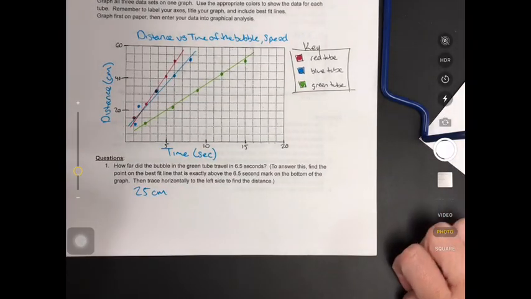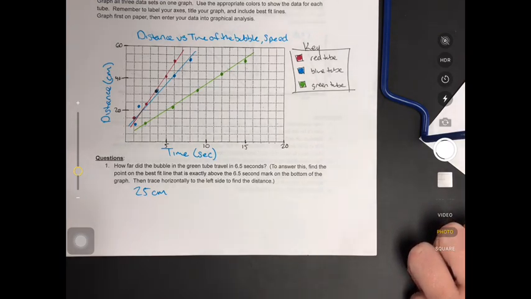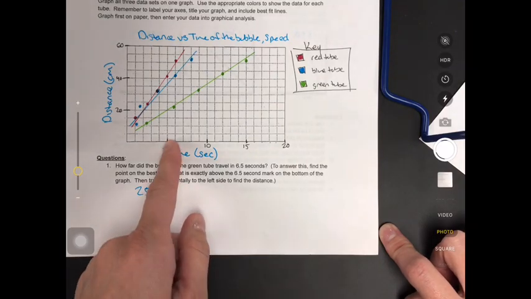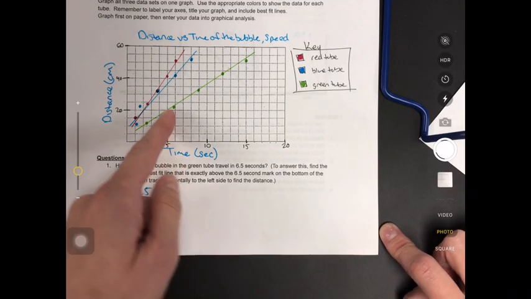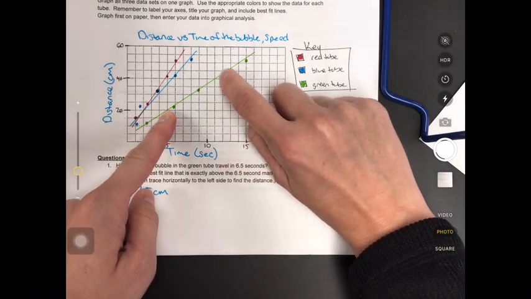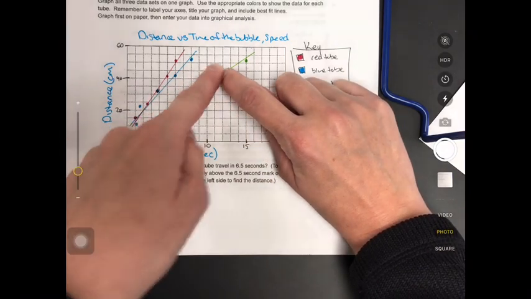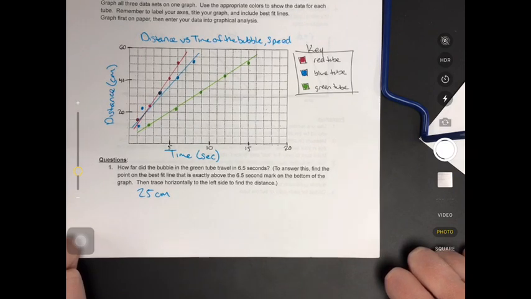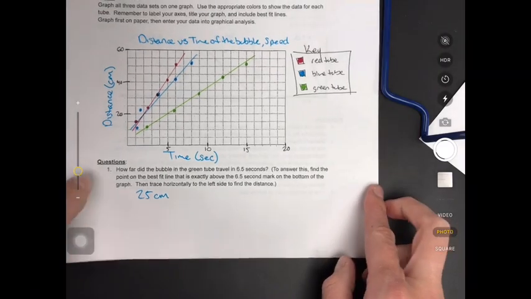Question number 1, how far did the bubble in the green tube travel in 6.5 seconds? So if we are looking for the green tube, how far did it travel in 6.5 seconds? We could look from, for example, 5 seconds to 11.5 and see how much distance they cover in that time, and it's about 25 centimeters. Your answer here should be close because all of the green tubes are the same, all of the blue tubes are the same, all of the red tubes are the same.